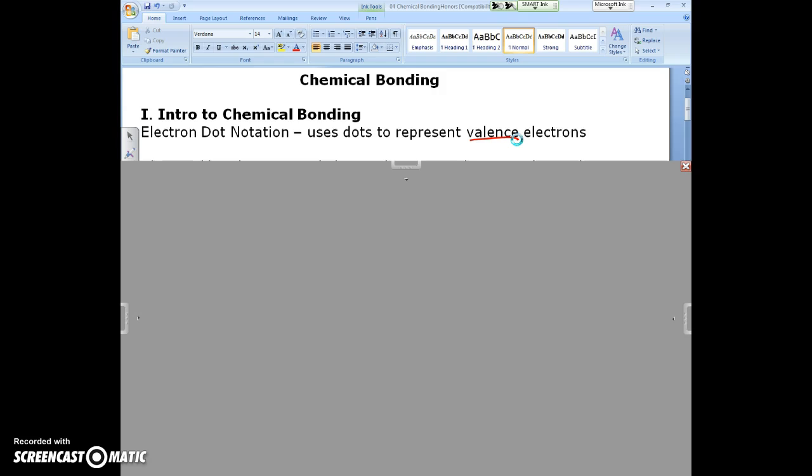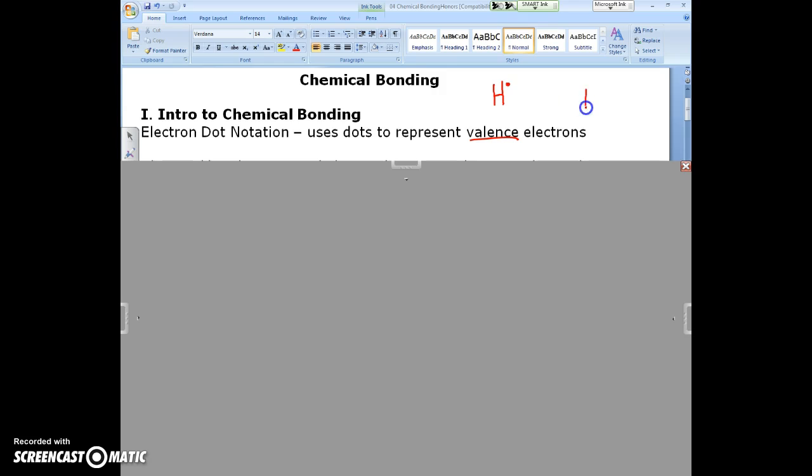So if this is electron dot notation for hydrogen, find the symbol for hydrogen, which is H, and then we have to decide how many valence electrons it has. It's in group 1, so we know from the last chapter that it has one valence electron, and so we put one dot beside it.